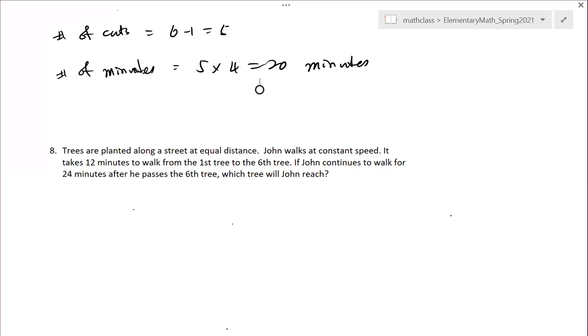The answer will be, oh, that is tree number 20. No, that is tree number 40. Okay. Again, to analyze the data, you need to draw the picture. Okay.